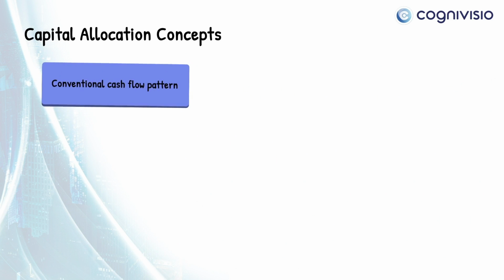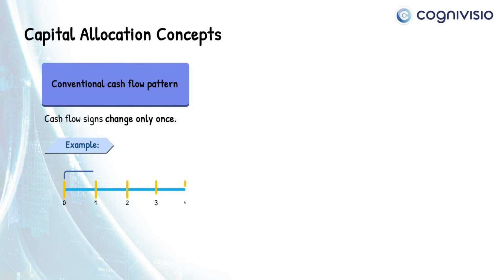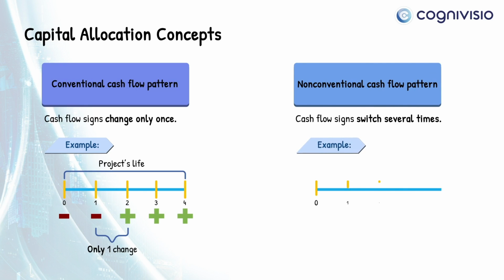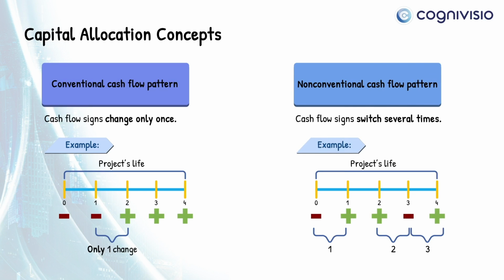A conventional cash flow pattern is one in which cash flow signs change only once over the project's life. As an example, a 4-year investment would have outflows in years 0 and 1, followed by inflows in the last 3 years. A non-conventional cash flow pattern occurs when cash flows switch from positive to negative several times. In other words, signs change from positive to negative, or vice versa, more than once over the project life.